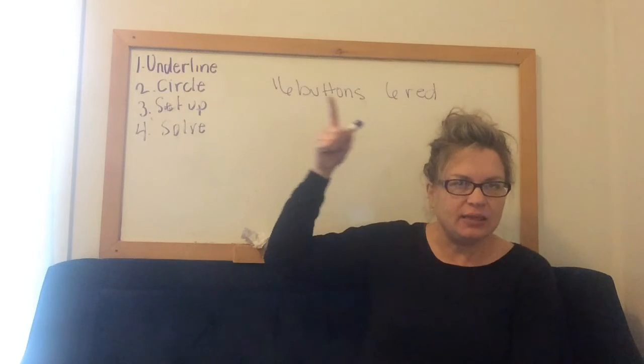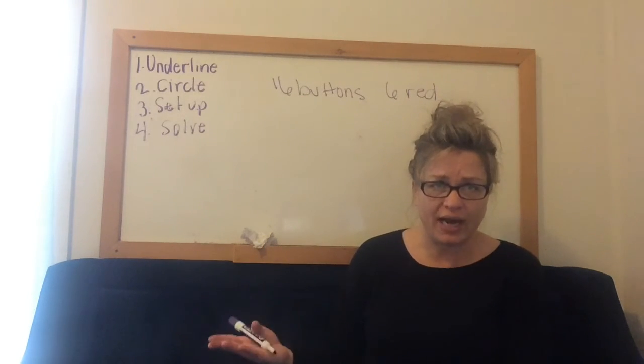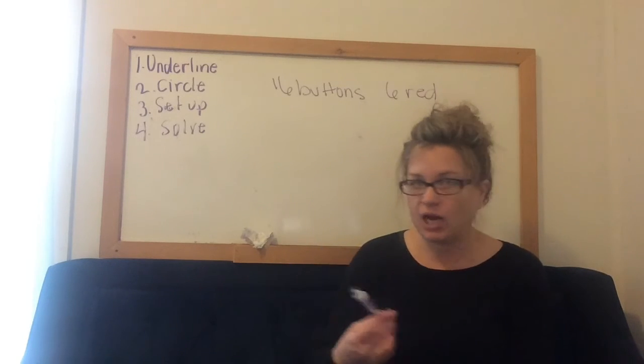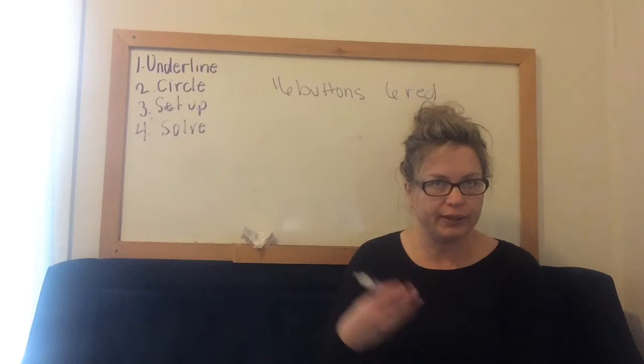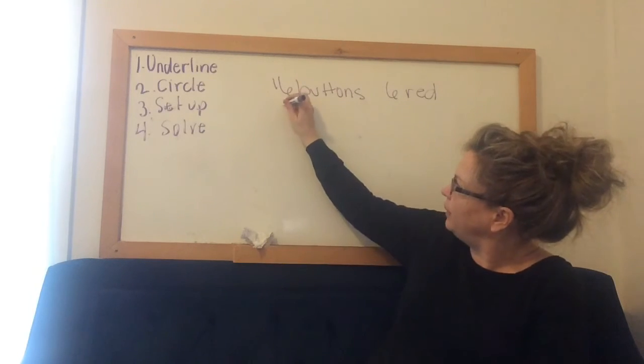Okay, we have 16 buttons and 6 red. It's asking me how many of them are not red. So maybe we need to have 2 different color pens if that helps you add these up really quickly. But again, make sure that we have 16 something drawn up here.